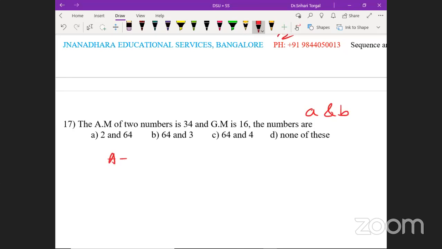And we all know that the arithmetic mean is (A plus B) by 2, right? And the geometric mean is 16, that is root AB. Okay. And we can calculate directly. Okay. Just do one thing.